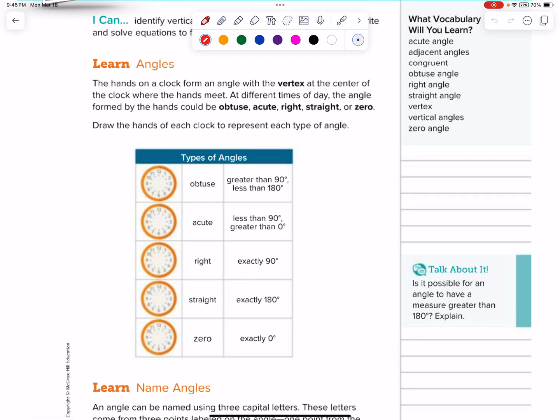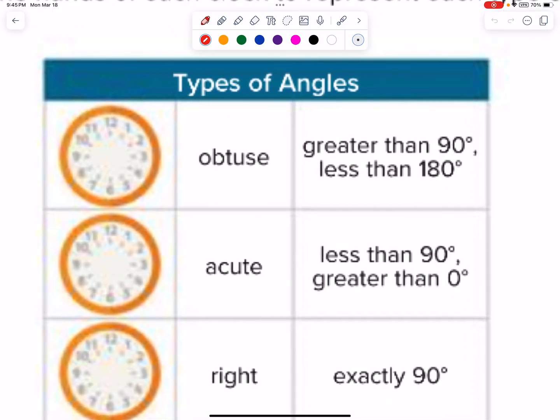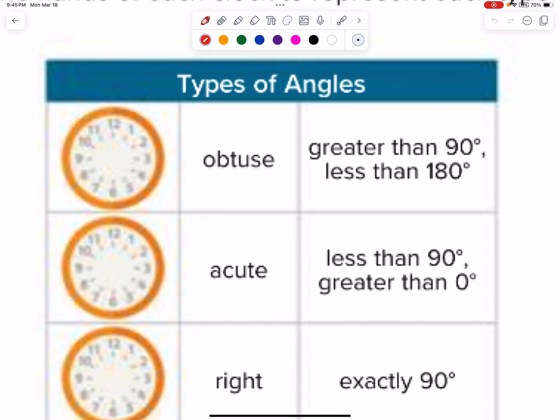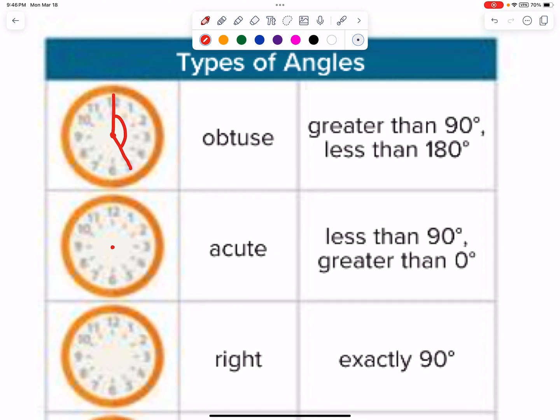So at different times of the day, the hands of a clock form different acute, obtuse, right, straight, or zero angles. And they're asking you to draw each. So just reviewing, an obtuse is anything greater than 90. So we know the vertex would be the point in the center. And we obviously know that this makes a 90-degree angle, so greater than 90 would be anything bigger. And let's go ahead and do the arc to show that obtuse. Now, it has to be less than 180 because 180 is what's called a straight angle.